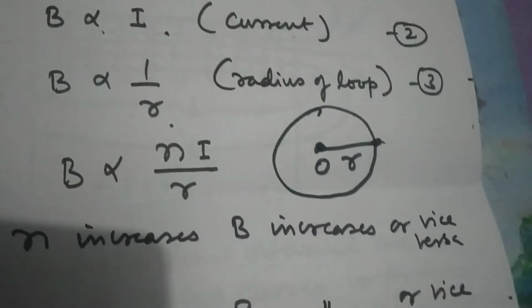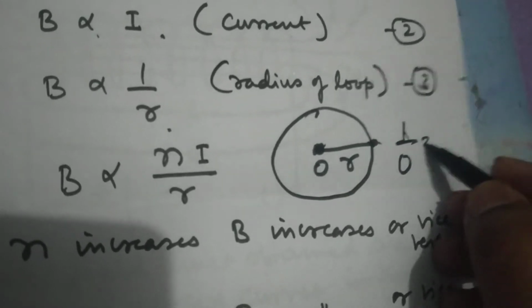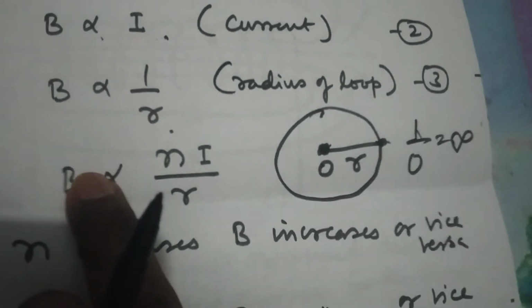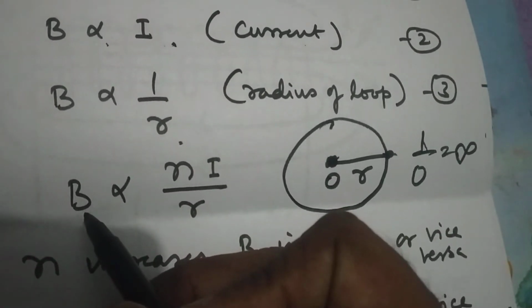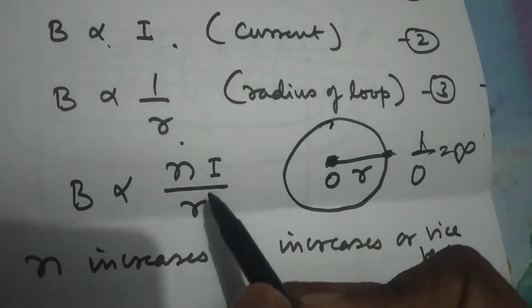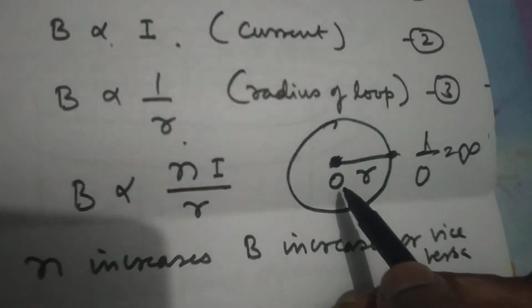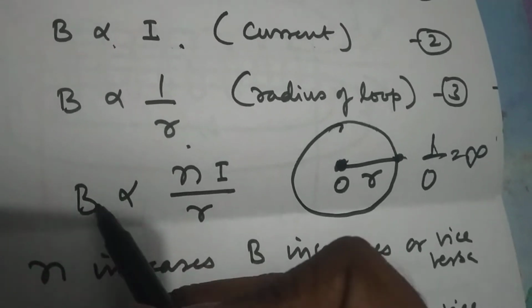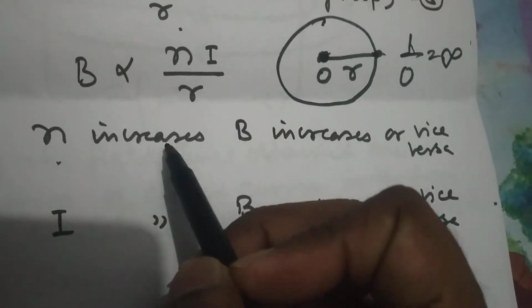It means that if you are taking at this point, at the circular point of the loop, your 1 upon 0 means infinity, and if this comes infinity, what does it mean? That magnetic field is going to increase. So center में magnetic field maximum होगा, or in other words we can say if R increases, magnetic field decreases. R decreases means 0 हो गया यहाँ पे, your magnetic field will become more. So these are inversely proportional. So if n increases, number of turns increases, magnetic field increases, or vice versa, decrease. I increases, magnetic field increases, or vice versa.